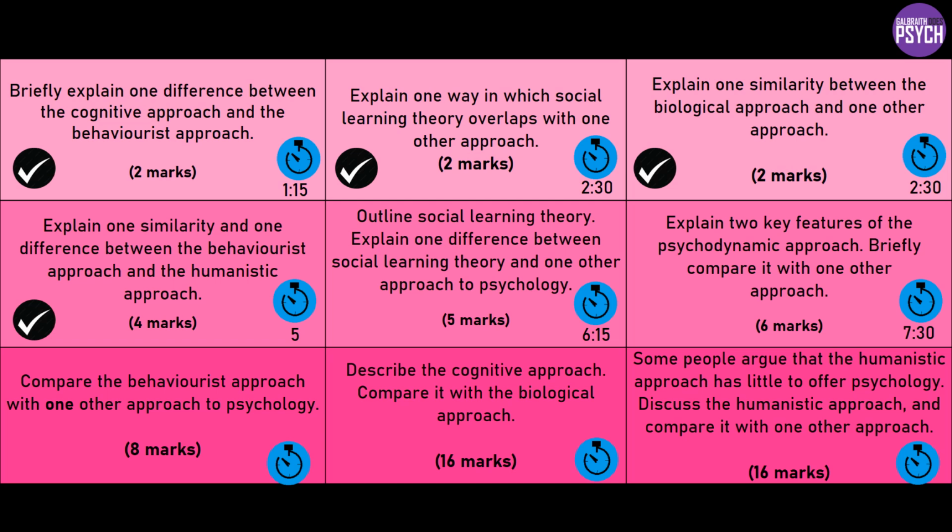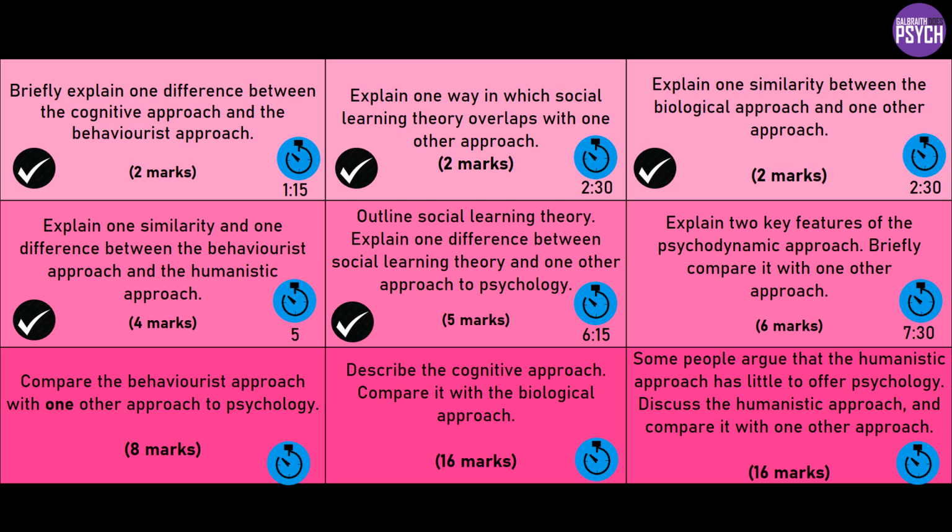Okay, next one. Explain two key features of the psychodynamic approach and briefly compare it with another approach. So a similar setup to the previous question, slightly briefer knowledge, just two key features, so probably 1 mark for each, and then briefly compare it with one other approach. Or I suppose it could be 4 marks of knowledge there, so 2 marks for each key feature, and then 2 marks for comparison. Again, you're not going to know on the day, just try and cover both skills as best you can.